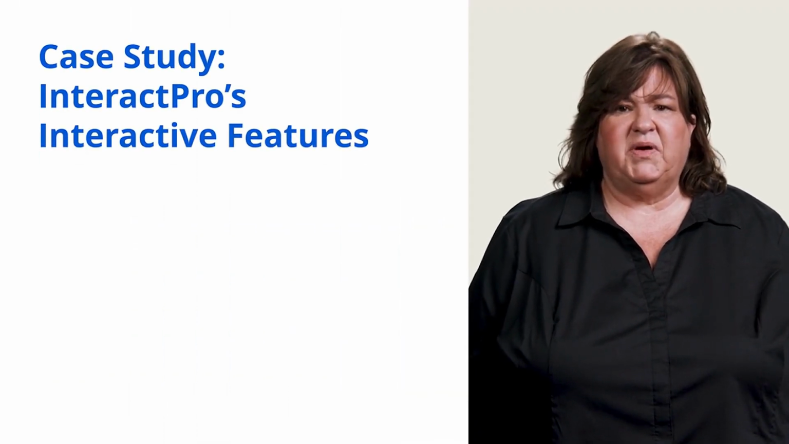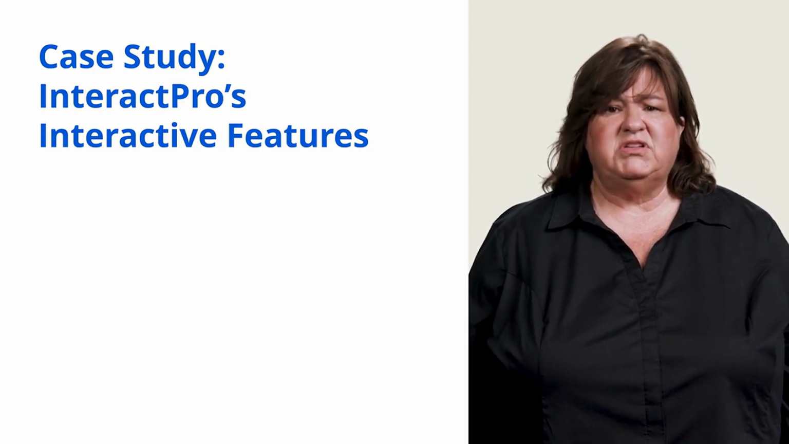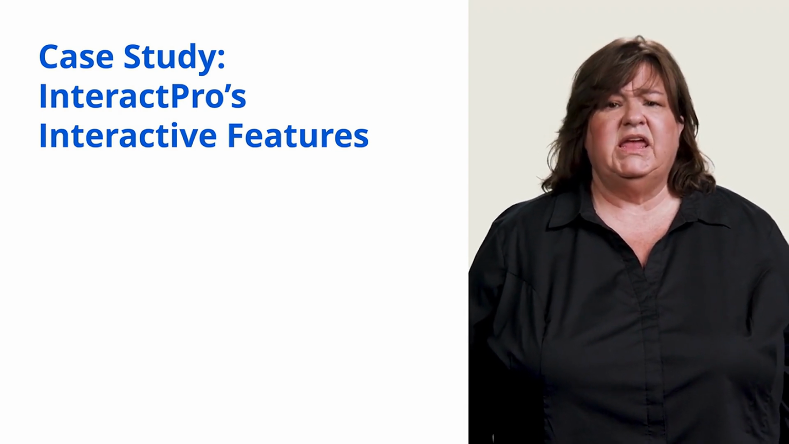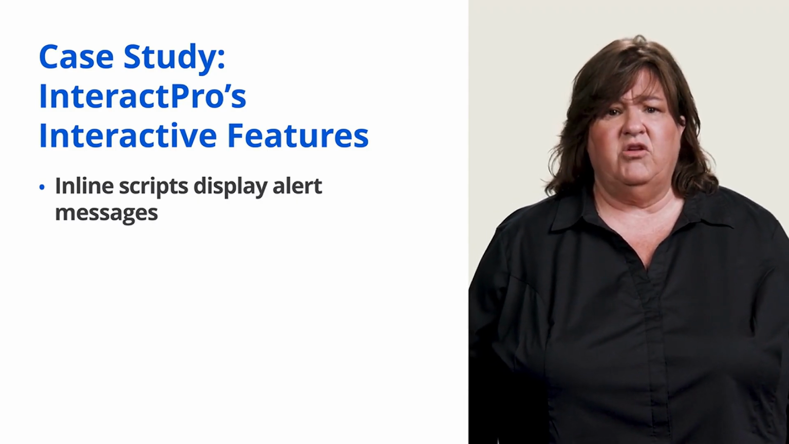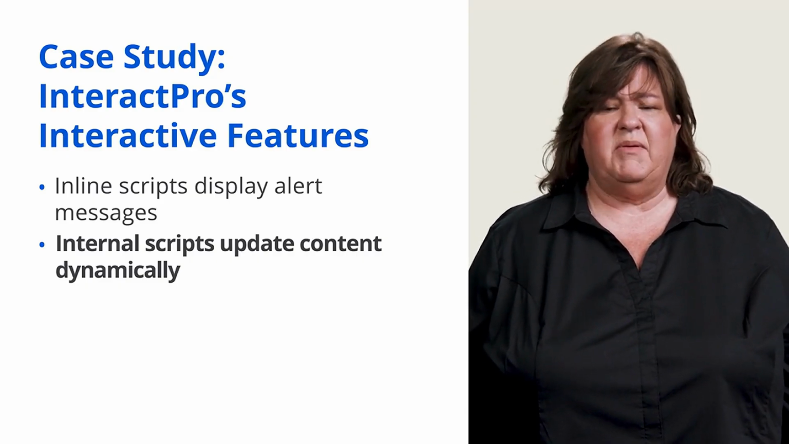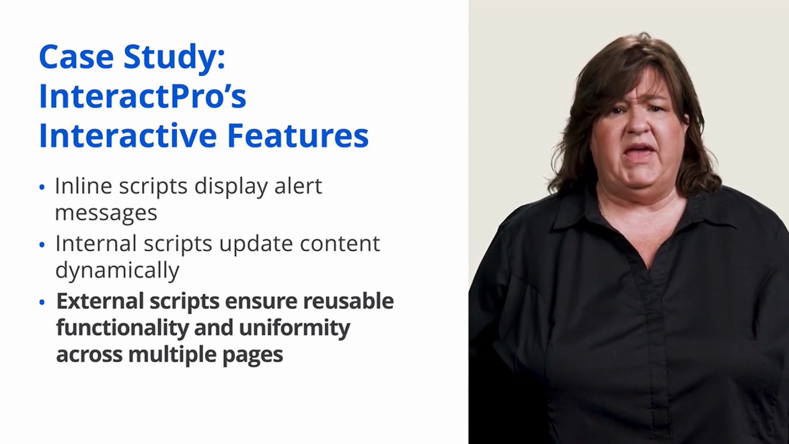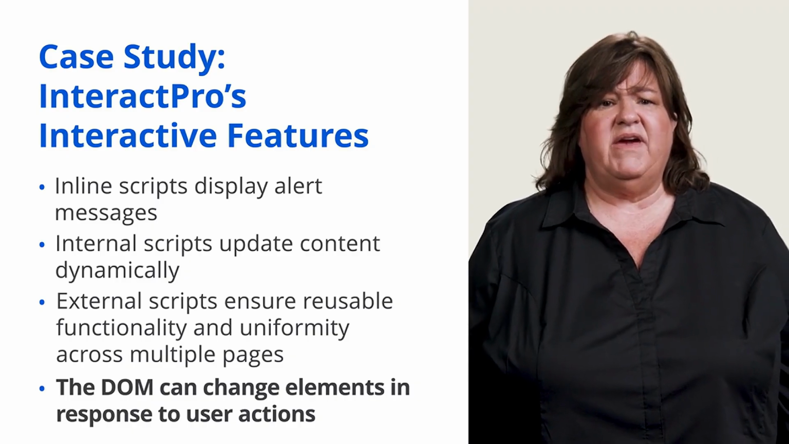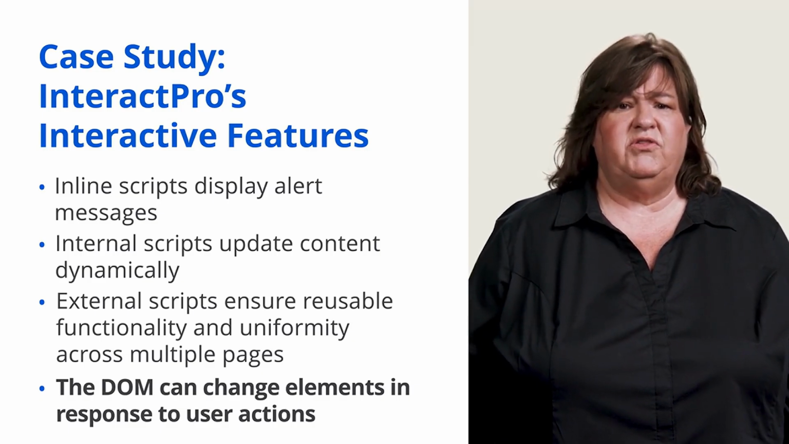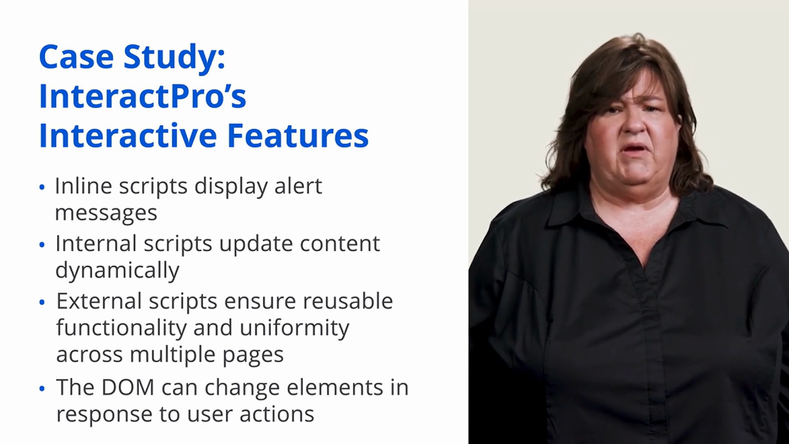Let's examine how Interact Pro, a smart home services company, can improve its website by using JavaScript with HTML. JavaScript adds both functionality and interactivity to web pages. Inline scripts manage simple tasks like displaying alert messages. Internal scripts handle more complex tasks, such as updating content dynamically. External scripts are ideal for reusable functions across multiple pages. The DOM is used to modify events in response to user actions, while event handling triggers these changes when users interact with the page. This combination creates a dynamic and engaging user experience.